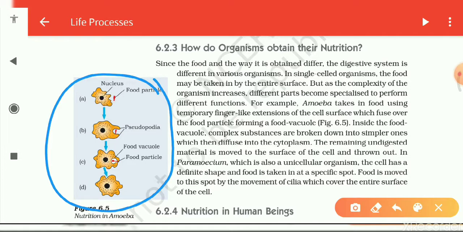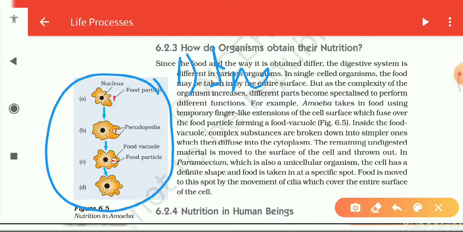Now actually students, I want to say again that it is not given clearly in your book, but for nutrition in animals some steps are given. On the basis of these steps we can explain nutrition in the amoeba. Okay, so let's see the different steps in the process of nutrition in animals. Then I will write here there are 5 steps. Okay students, you will write here and you can understand.